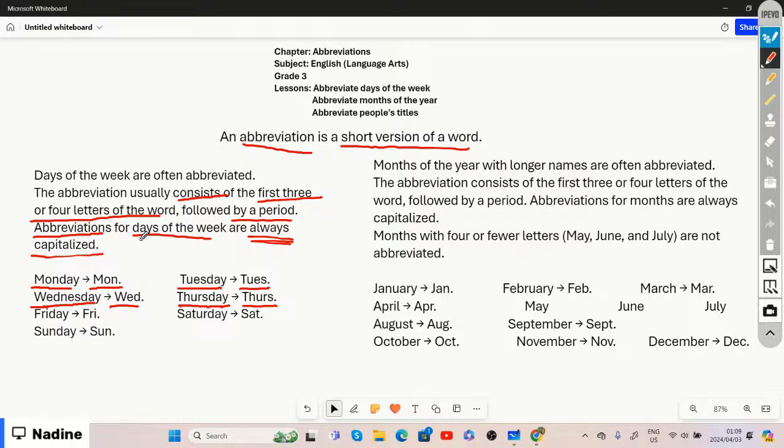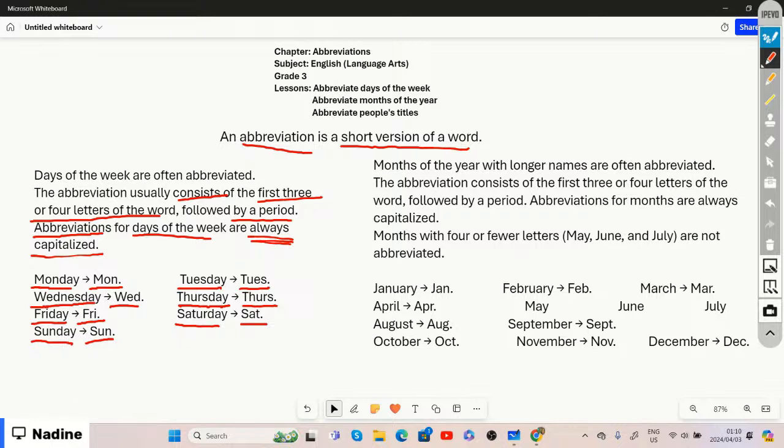If we want to abbreviate Friday, Friday is only Fri, which is 3 letters followed by the period. And then if we abbreviate Saturday, Saturday is only Sat and a period. And then if we abbreviate Sunday, Sunday is Sun, followed by a period.